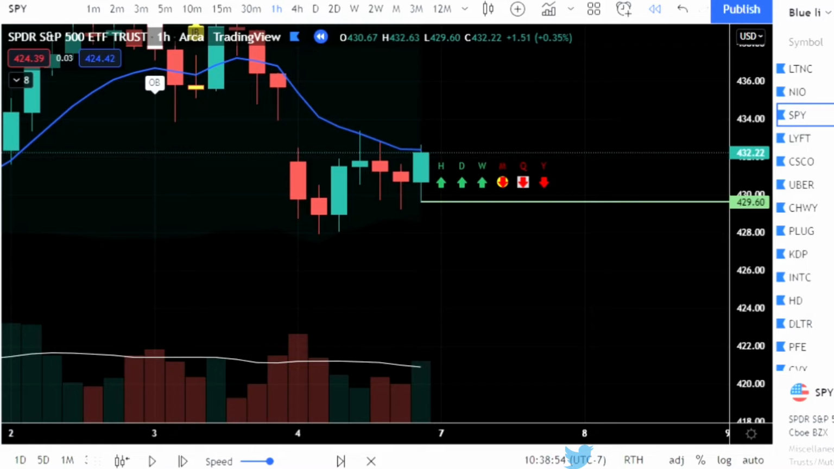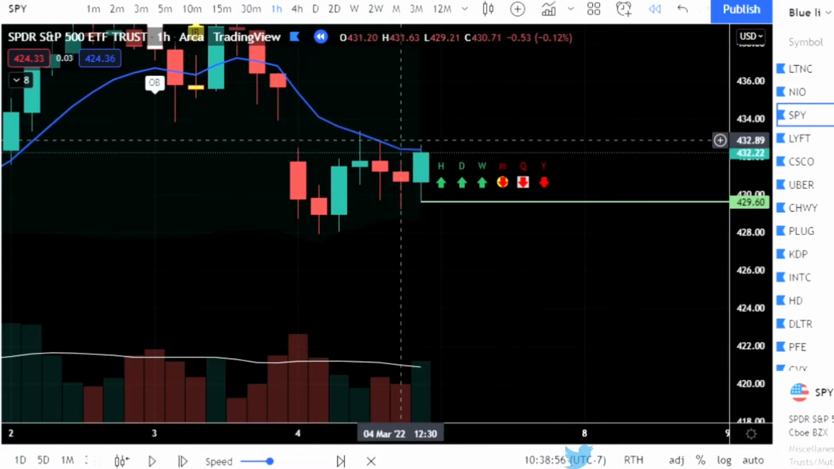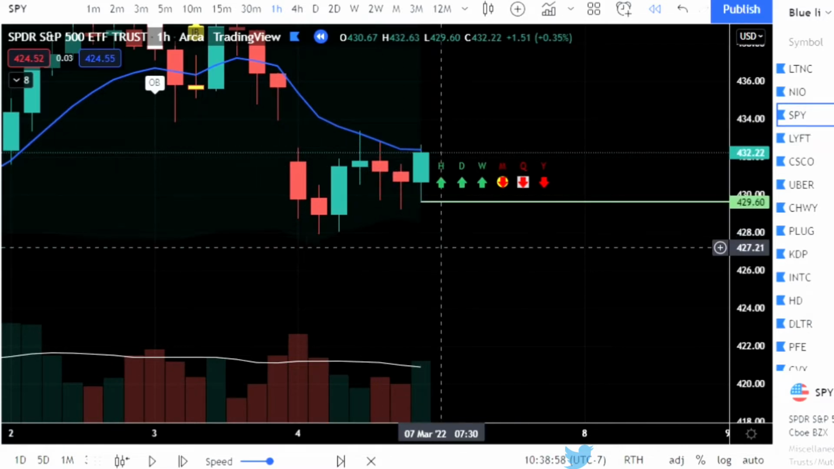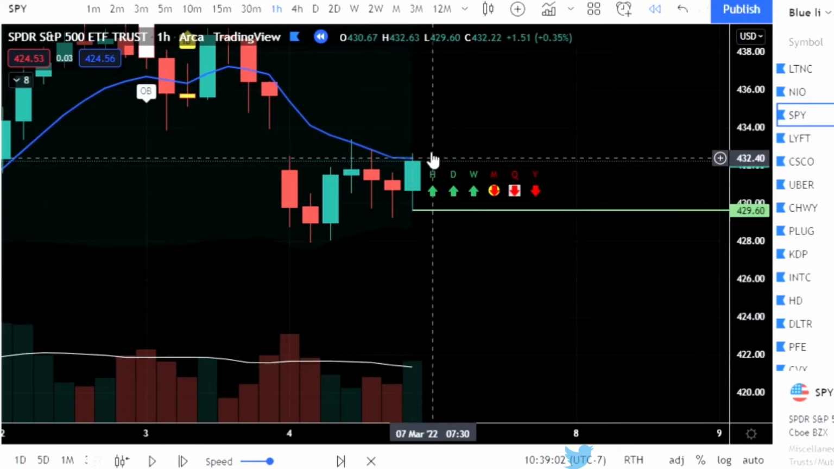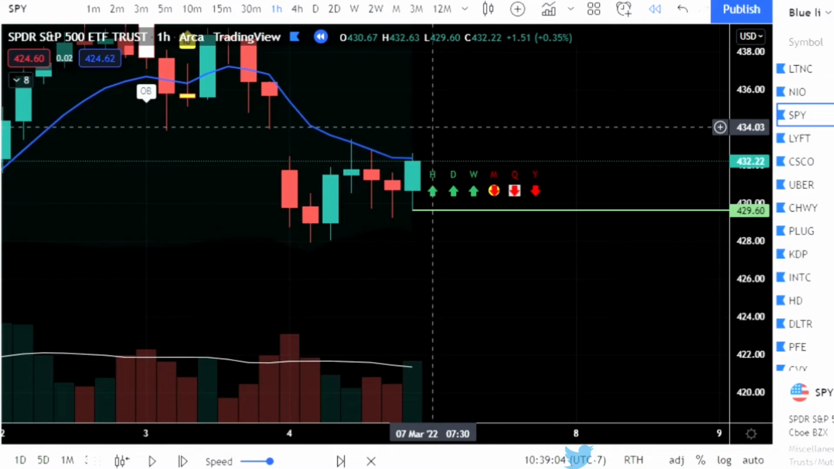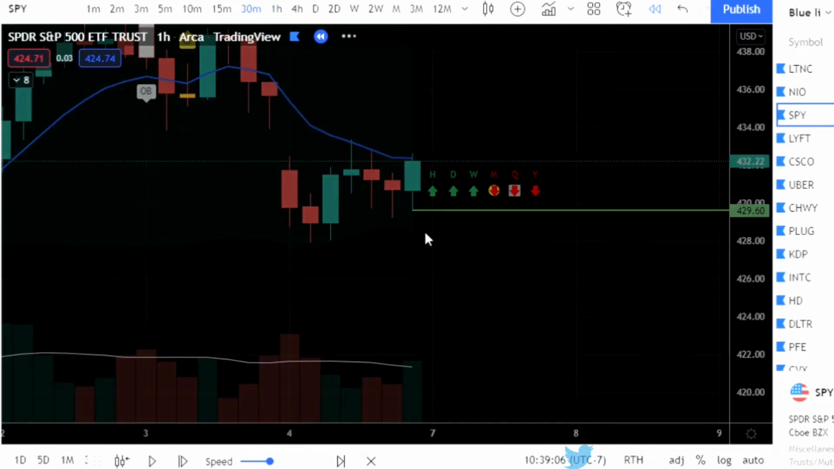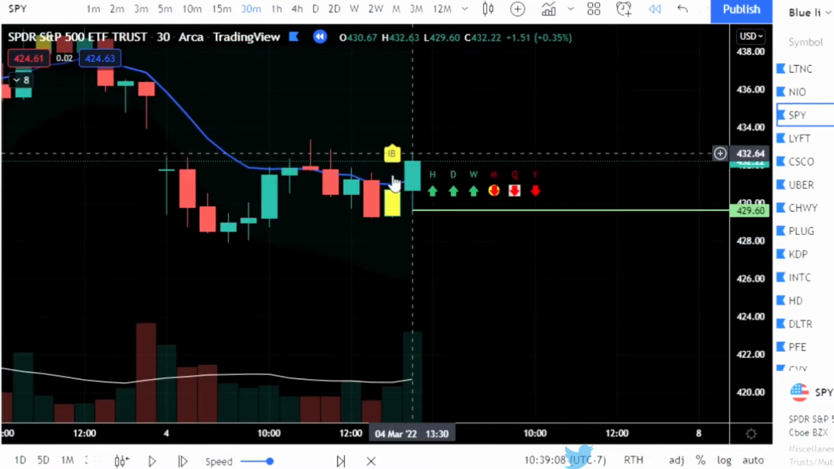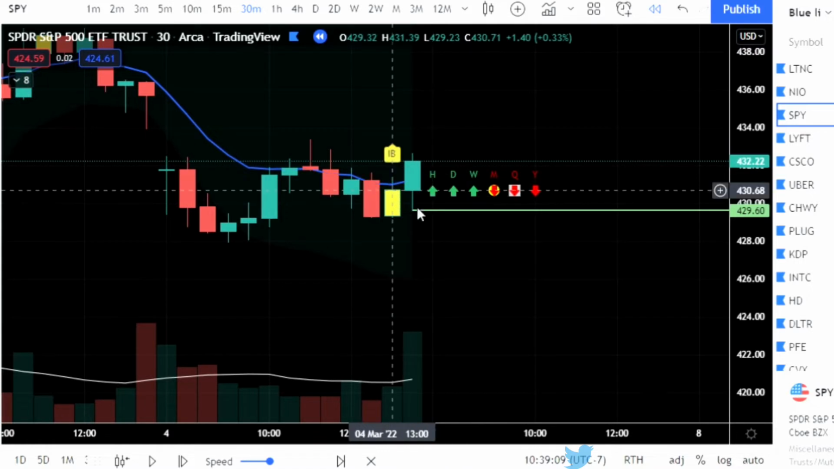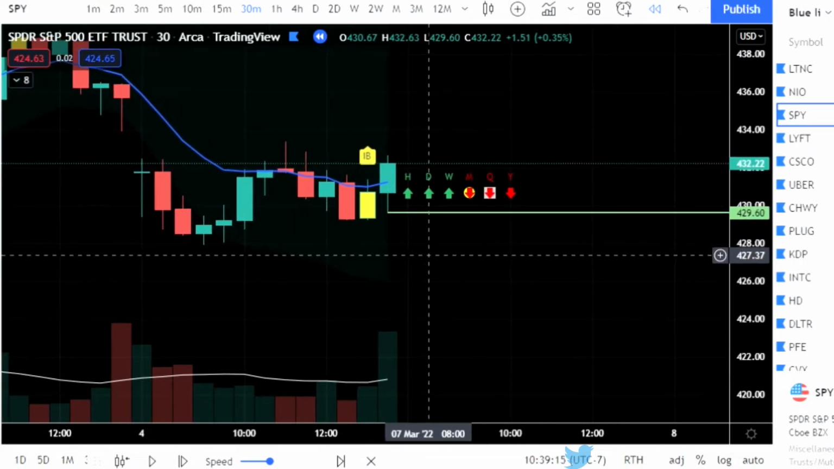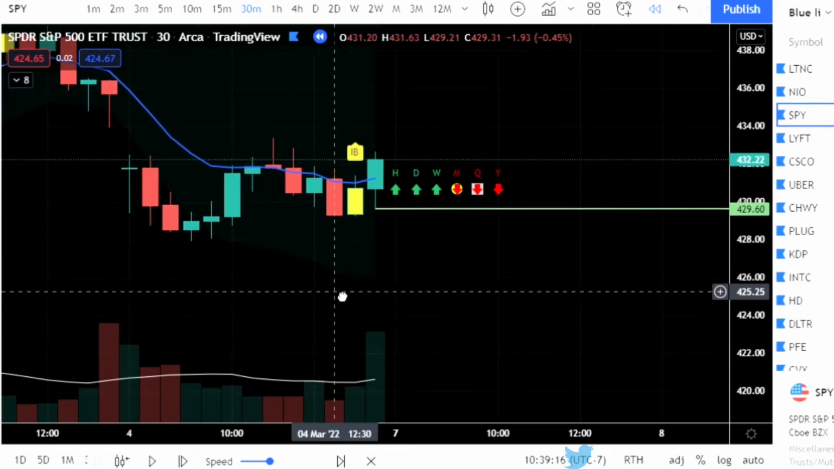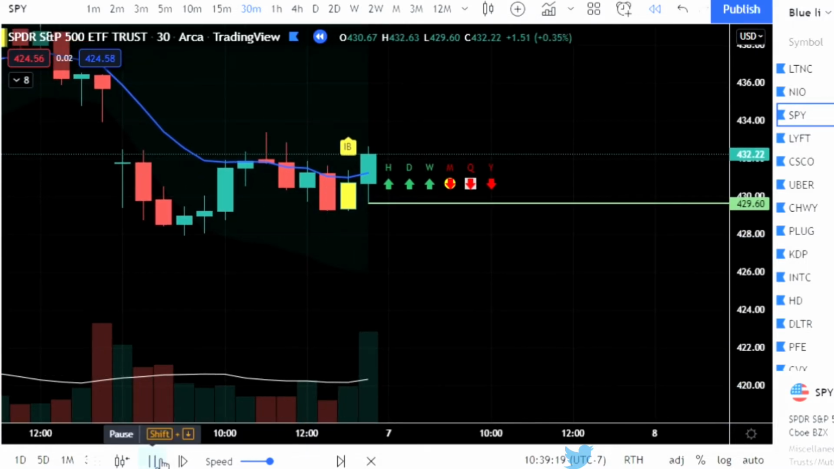I've reversed this TradingView platform to start on the morning of March 7th. So this green bar is the last, let's go to the 30-minute chart here. This green bar is the last 30-minute bar of March 4th. Okay, so as we come into Monday, we're going to watch and see what happens. So Monday, the first bar we have on the 30-minute time frame is this.